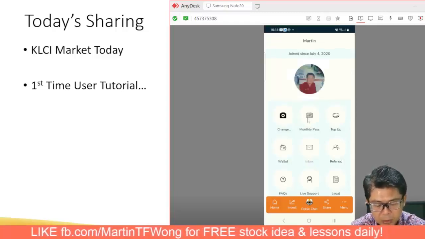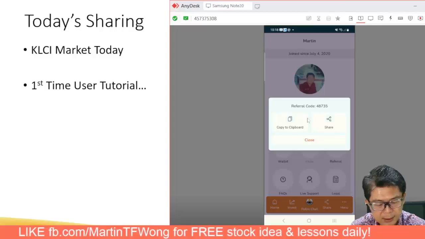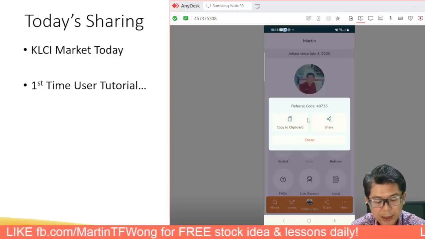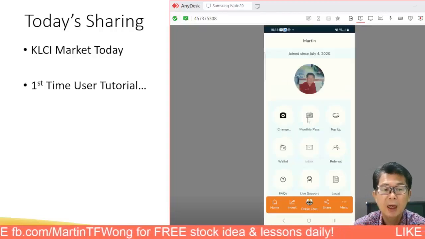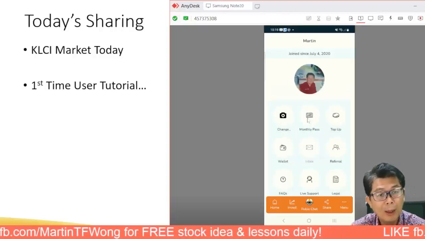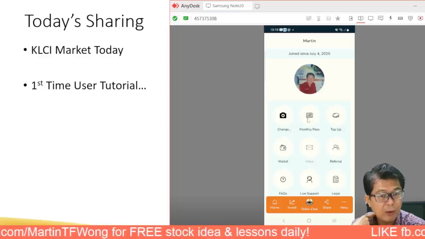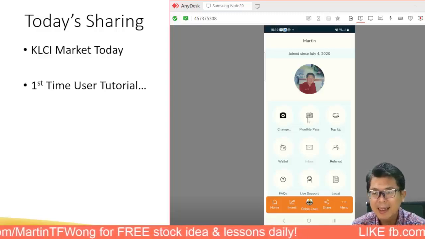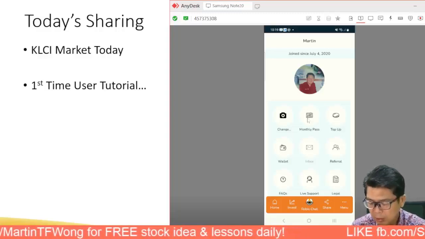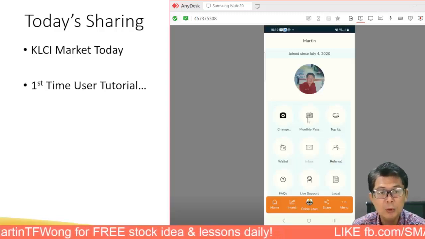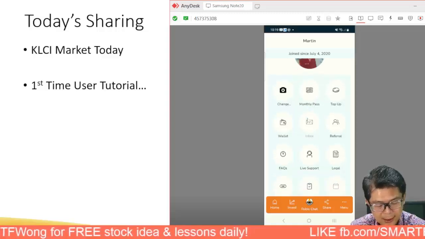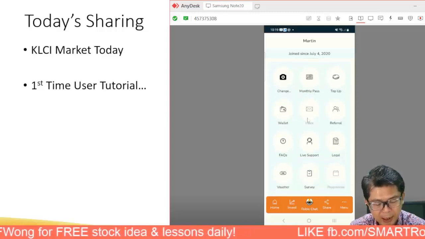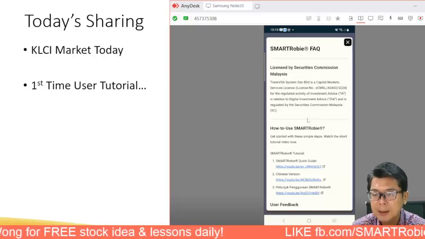Then you also have your inbox and referral. Referral is kind of important because it tells you how to share your referral. In this case it's 4857, and every time a person downloads it, you get 100 credits. Of course, 500 credits is a monthly pass, so you can always share with 5 people and grow the so-called database. And then we have the FAQ, which is also very important.